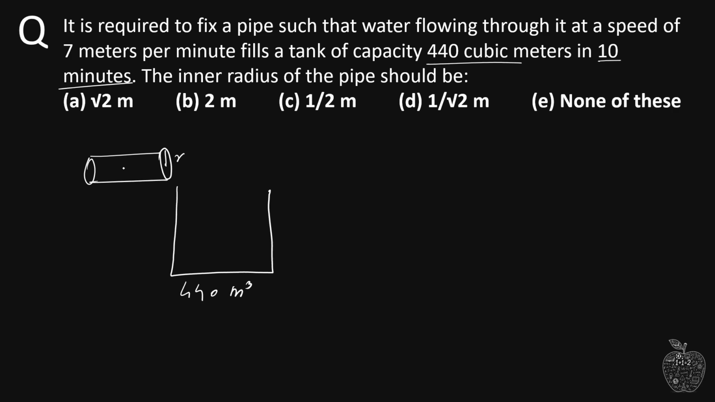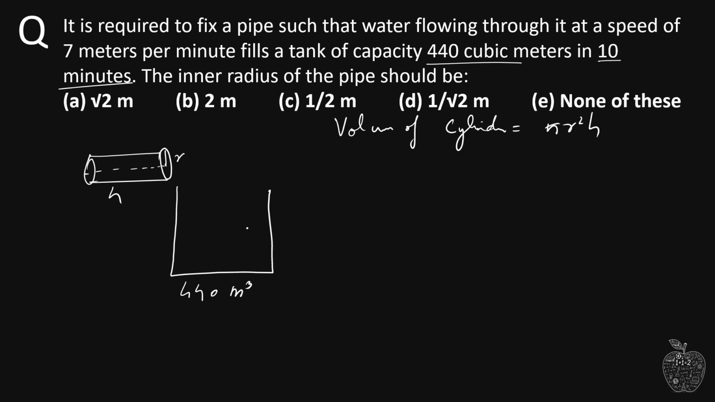So let's say that this pipe here is a cylinder. Let's visualize this as a cylinder. So this r is the radius of the cylinder, and let's say this is the height of the cylinder. Now what is the formula to calculate the volume of a cylinder? It is pi r square h. So this is the formula to calculate the volume of the cylinder, which is pi r square h.